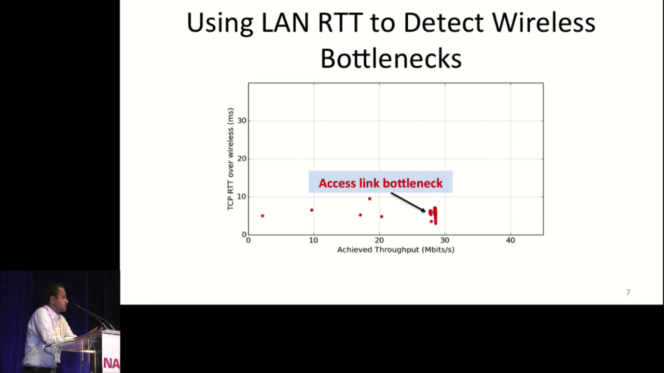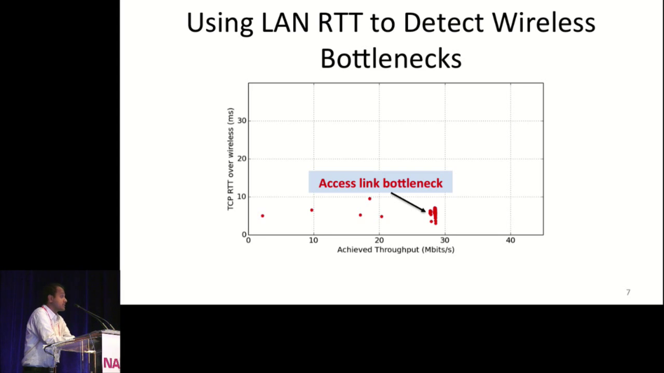Let's look at the second intuition. Here's a similar set of experiments, but over a much larger run, a few dozen runs. So here I'm showing on the x-axis achieved throughput over a similar network, and on the y-axis I'm showing the RTT over TCP, but between the gateway and the client inside the wireless network. So this is not the end-to-end RTT. Because we observe traffic at the gateway, we can actually split the RTT between the gateway and the client, and the gateway and the server.